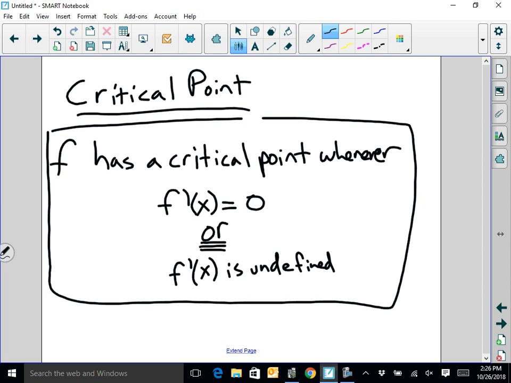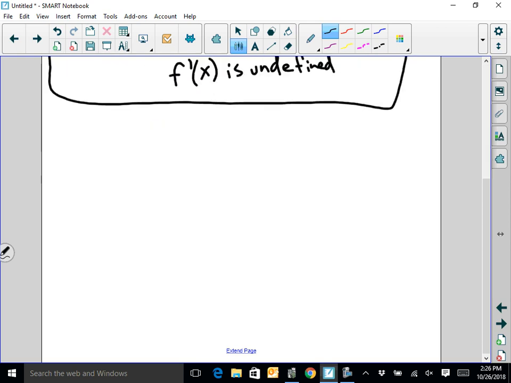So, in that last example, f of x equals x to the 2/3 power. F would have a critical point at x equals 0. Not because f prime of x equaled 0, but because f prime of x was undefined at that point. Okay, I'm just going to give one example quick, and then we're going to end this video. So I'm going to say this, f of x equals 4x squared minus 5x plus 2. My question is, what are the critical points of f?